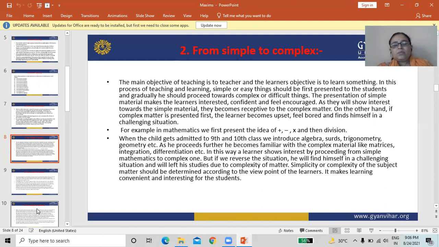In this way, a learner shows interest by proceeding from simple mathematics to complex one. But if we reverse the situation, he will find himself in a challenging situation and will leave his studies due to complexity of the matter. Simplicity or complexity of the subject matter should be determined according to the viewpoint of the learner. It makes learning convenient and interesting for the student.